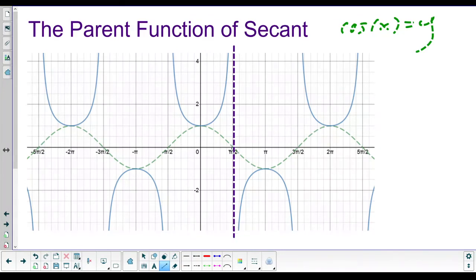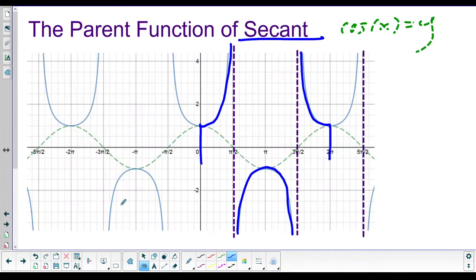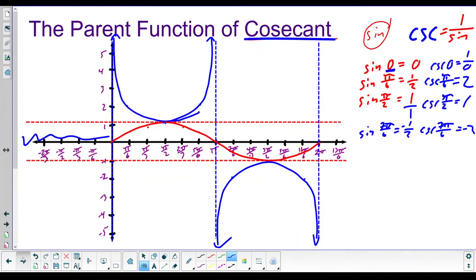So cosine is 0 at pi over 2. You can see a vertical asymptote. Cosine is 0 at 3 pi over 2, vertical asymptote, and so on, right? And then this repeats. We do have the same period for secant as cosine. Here is half an up, a full down, and then the other half of our up, and then that finishes at 2 pi. So the period for secant and cosecant is still 2 pi.